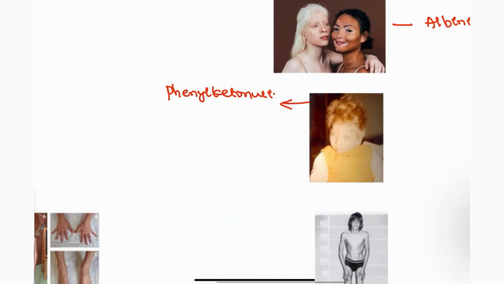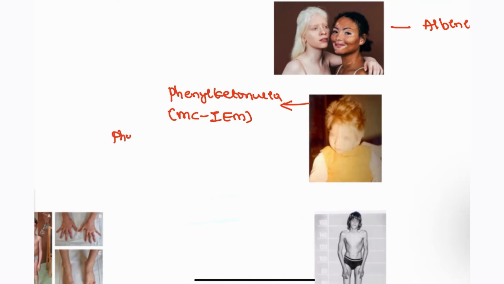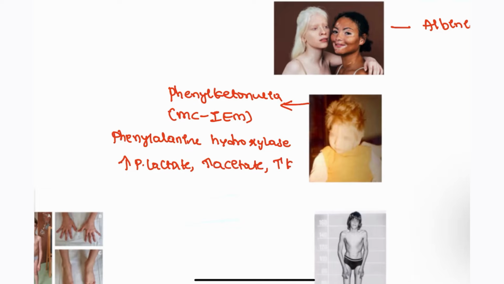Phenylketonuria is the most common worldwide inborn error of metabolism, autosomal recessive. What is the deficiency that is present here, guys? Phenylalanine hydroxylase, that is the deficiency in this patient. So there will be increased phenyllactate, increased phenylacetate, and also increased phenylketones. That is why the patient will be associated with mental retardation, and also pigmentation and musty odor. The musty odor smell of the urine will be seen in this patient.